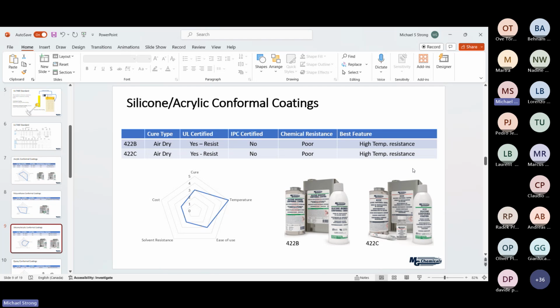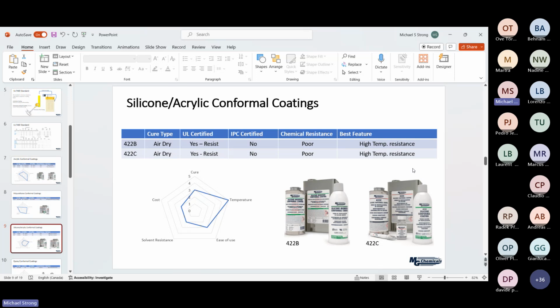So we have two coatings in this respect, the 422B and the 422C. These are both qualified as RESIS coatings under the UL certification, but unfortunately, it cannot pass the IPC standard, and I think that is because of the silicone content and the moisture testing. We tend not to do so well in that, so we have not been able to pass the IPC standard, unfortunately. But again, this is one of our more popular conformal coating lines.